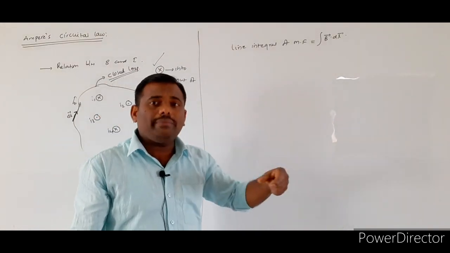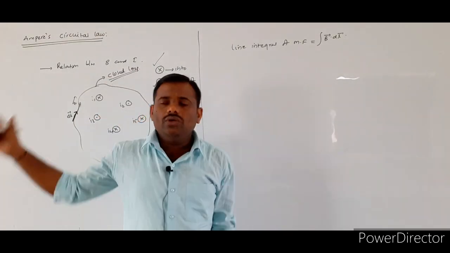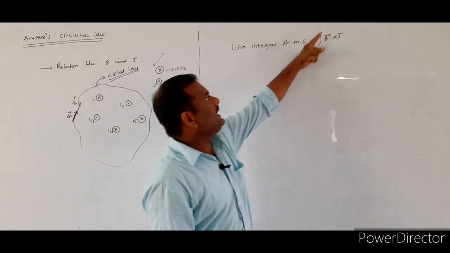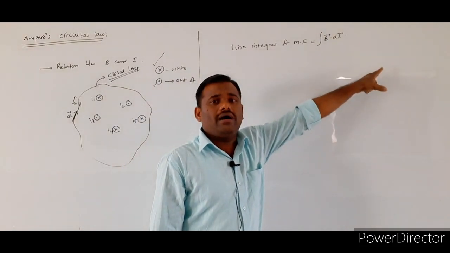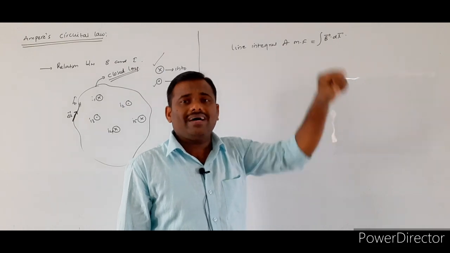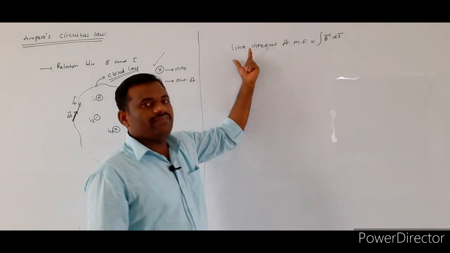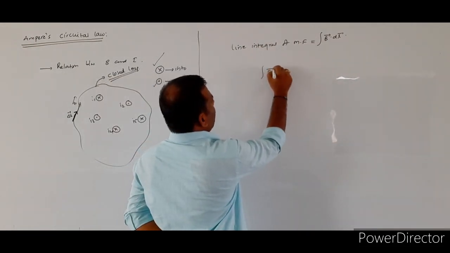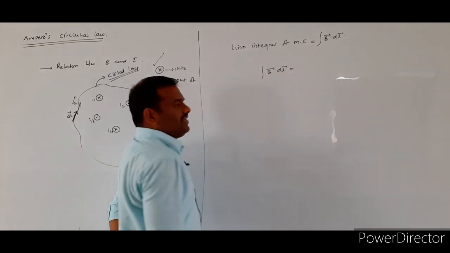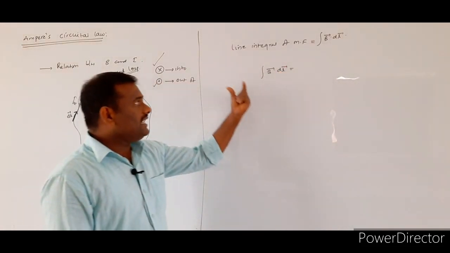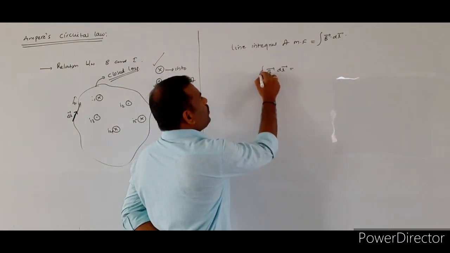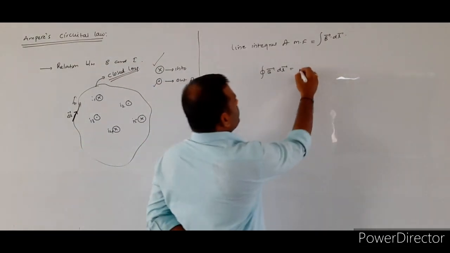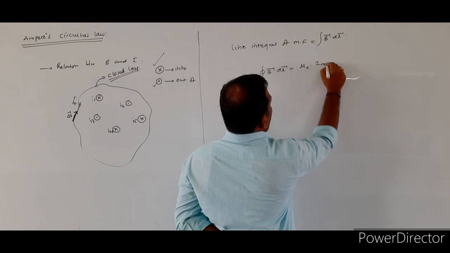So first we have to know the meaning of line integral of the magnetic field. You consider the magnetic field vector B bar and you consider the small element dl bar, so that the integral of B bar dot dl bar, you will be calling as line integral of the magnetic field. So from the definition of the Ampere's circuital law, the line integral of the magnetic field over the closed loop is equal to mu naught times the net current.